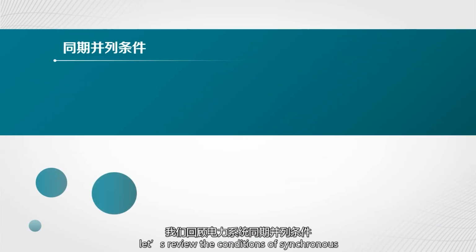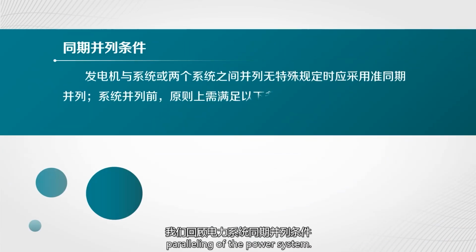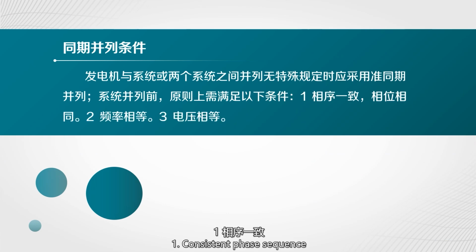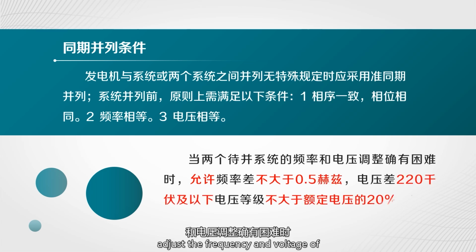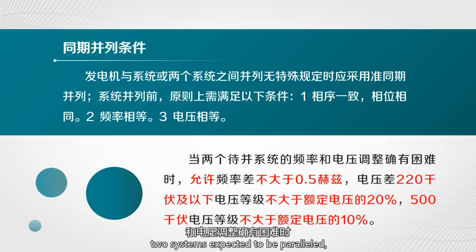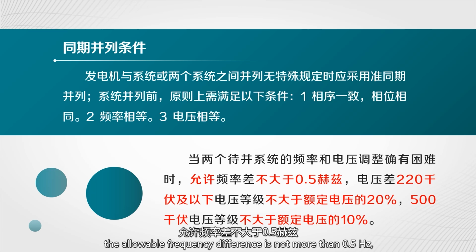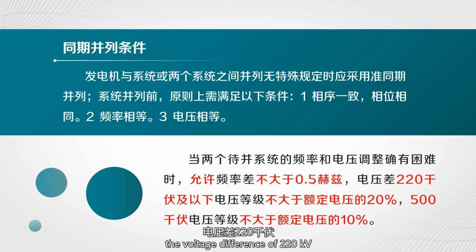Firstly, let's review the conditions of synchronous paralleling of the power system. 1. Consistent phase sequence, and same phase. 2. Equal frequency. 3. Equal voltage. When it is difficult to adjust the frequency and voltage of two systems expected to be paralleled, the allowable frequency difference is not more than 0.5 Hz, the voltage difference of 220 kV and below is not more than 20% of the rated voltage, and the voltage level of 500 kV is not more than 10% of the rated voltage.